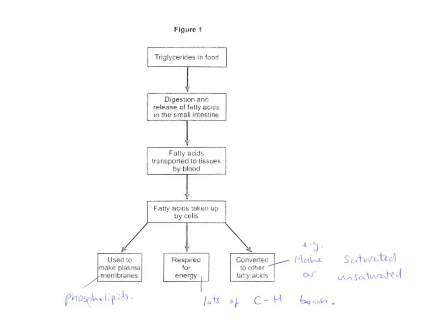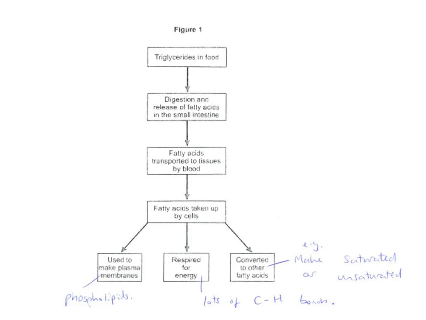In this case, the fatty acids are then taken to cells via the blood, and they're used for 3 different things by the cells. You need to be able to use your biological knowledge to understand why. So why can they be used to make plasma membranes? Because phospholipids require 2 fatty acids combined with a phosphate and glycerol. So the fatty acids can be used to make phospholipids, which are needed for the bilayer.